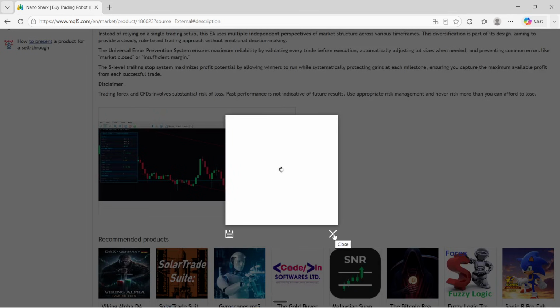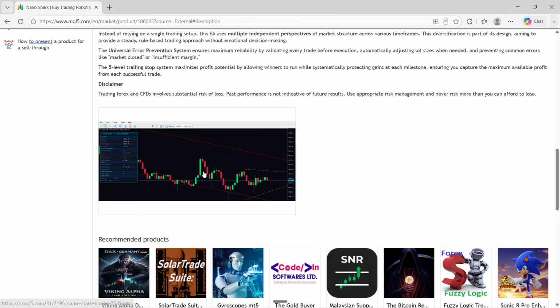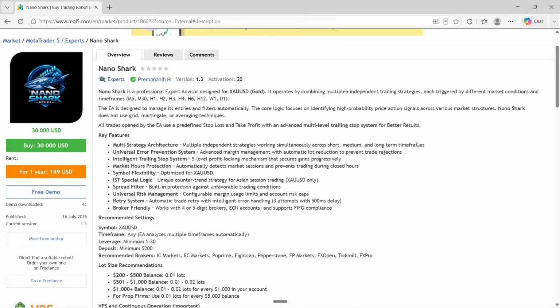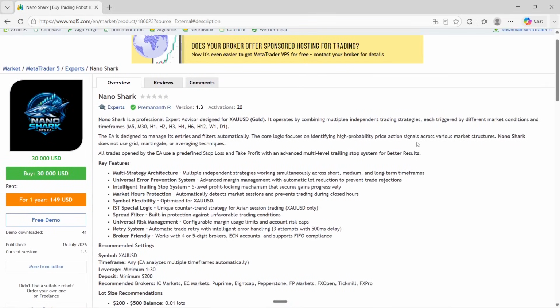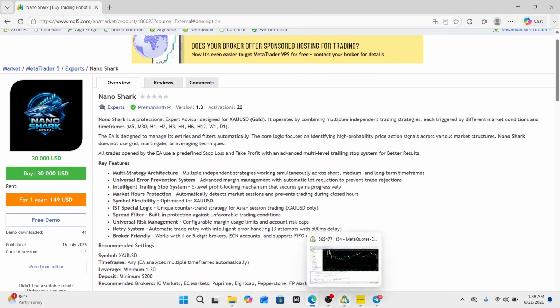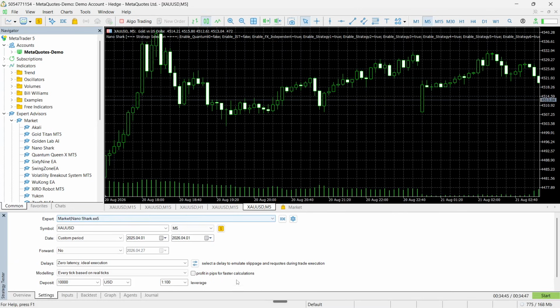So we are going to quickly go over to my backtest because I was able to perform backtests on this EA to see how it actually performs, if it actually holds up to the claims here on the site. So let's head over to MT5 and take a look. As you can see, I have it installed. I used the recommended pair, XAUUSD, on the M5 time frame for the custom period of 1 year, ranging from the 1st of April 2025 to the 1st of April 2026.